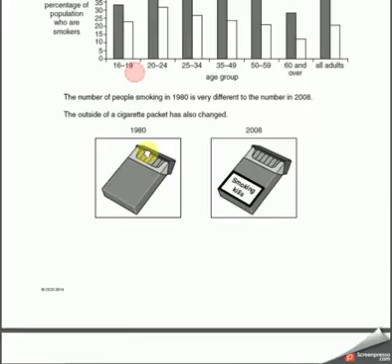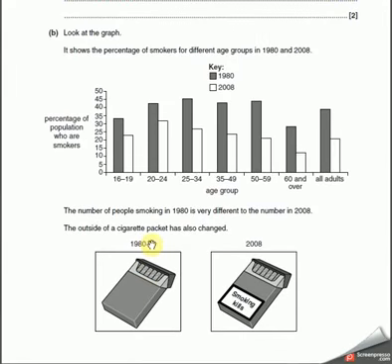Okay, right. Going back to it. So this is going to be the 6-mark question, isn't it? Yes, it is. Okay, right. It shows percentage. Look at the graph. Percentage of population who are smokers. You can see that's in 1980, so that's the grey bar over there. That's from 16 to 19. This is 2008. Okay, and it shows the different age groups.